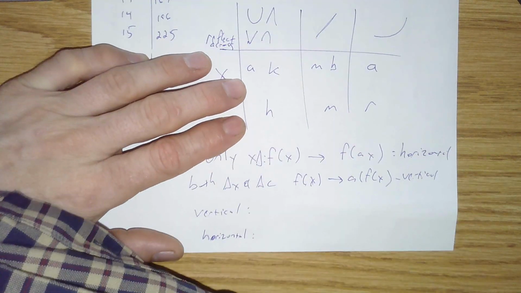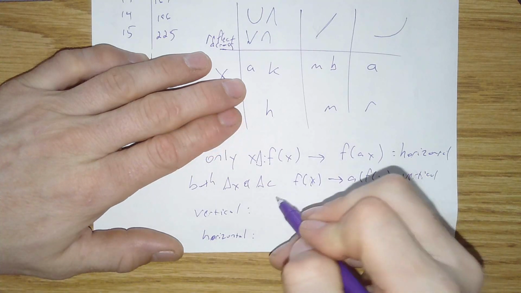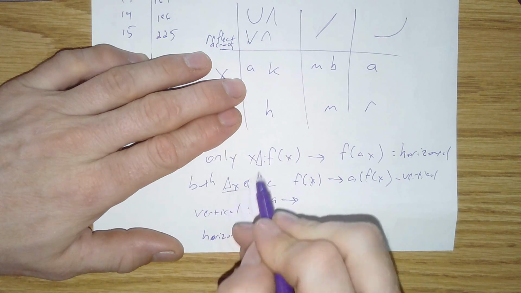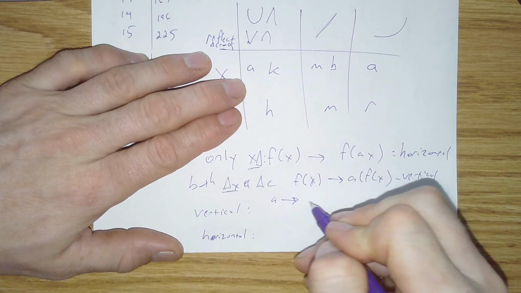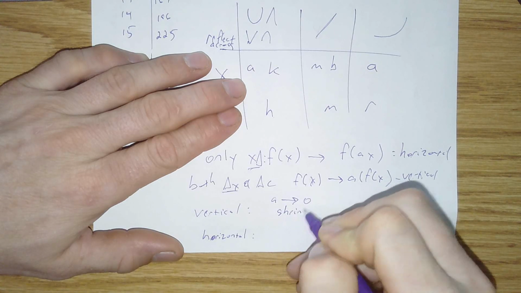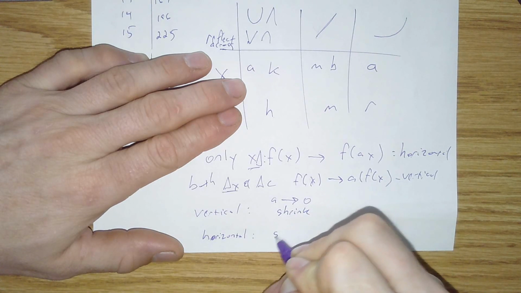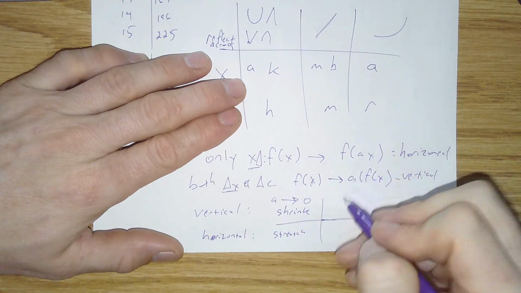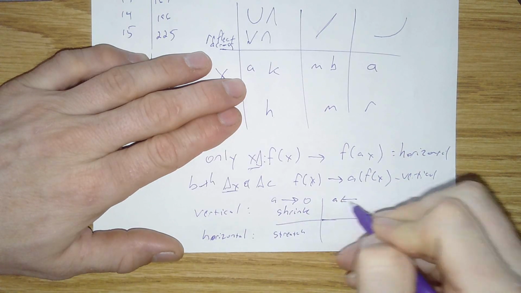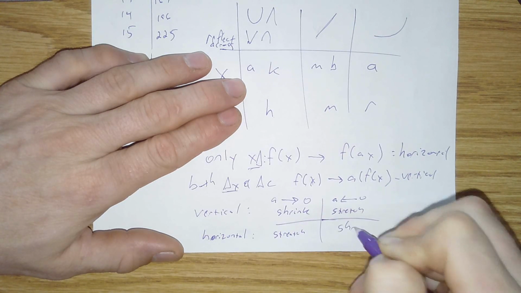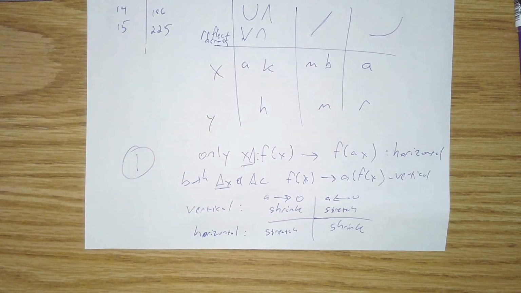If a gets closer to 0, or if your change in your x value got closer to 0, for a vertical it's a shrink, and for a horizontal it's a stretch. And then if a departs from 0, it's opposite: it's a stretch and a shrink. Okay, hopefully that helped out, and good luck on your EOC.